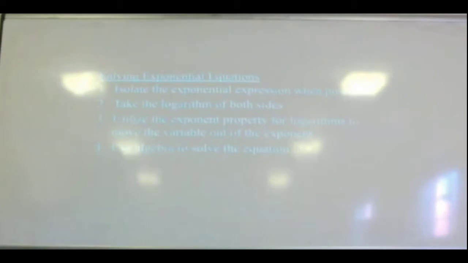That was already filled out on your papers, right? So you didn't need to write that down? Okay. Let's see those steps in action. So here's our equation.